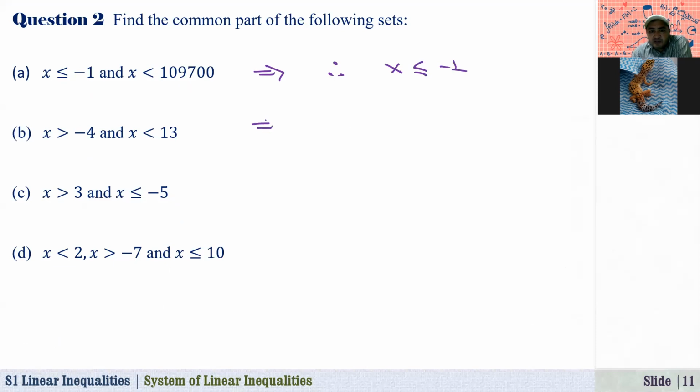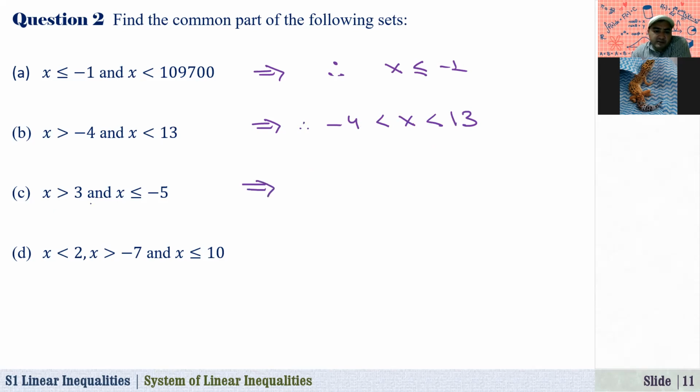And how about the second one? x is greater than negative 4 and x is less than 13. So the common part will be negative 4 less than x, right? And less than 13. So x must be between these two numbers. That's the common part.